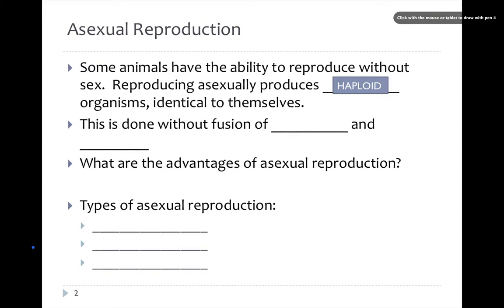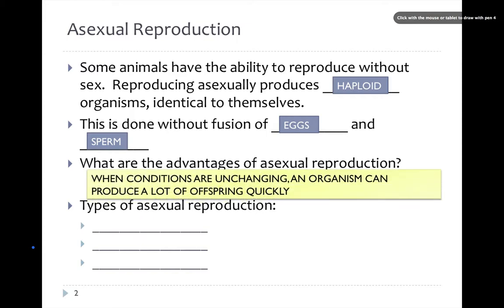So, if something is reproducing asexually, that means that sperm and eggs are not going to meet. Is there an advantage to asexual reproduction? Yes. When conditions are unchanging, an organism can produce a lot of offspring quickly. So if the conditions are right, if the environmental habitat that this animal lives in is perfectly fine, there's abundant resources, there's no reason for this animal to reproduce another way because it's successful in that specific environment.